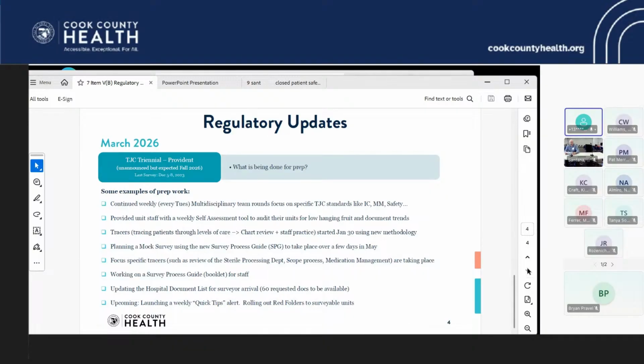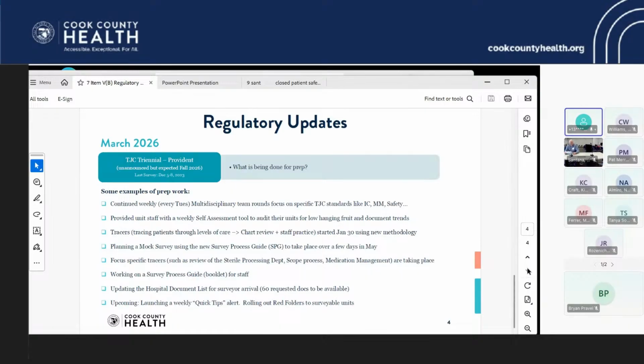As far as focal points, we are planning a mock survey in the month of May, working with an outside consulting company. We are doing some focus tracers. Most recently, we did one in sterile processing, looking at scopes. And just earlier this week, we did a round through the pre-op, day surgery, and the PACU areas. I'm working on the early stages of a survey process guide, which will be a booklet for staff for information and reference. I'm updating a hospital document list, which is a requirement from Joint Commission, 60 documents that they have on site when they walk through the door that they can quickly review during the entry, and that should be done within the next 2 weeks.